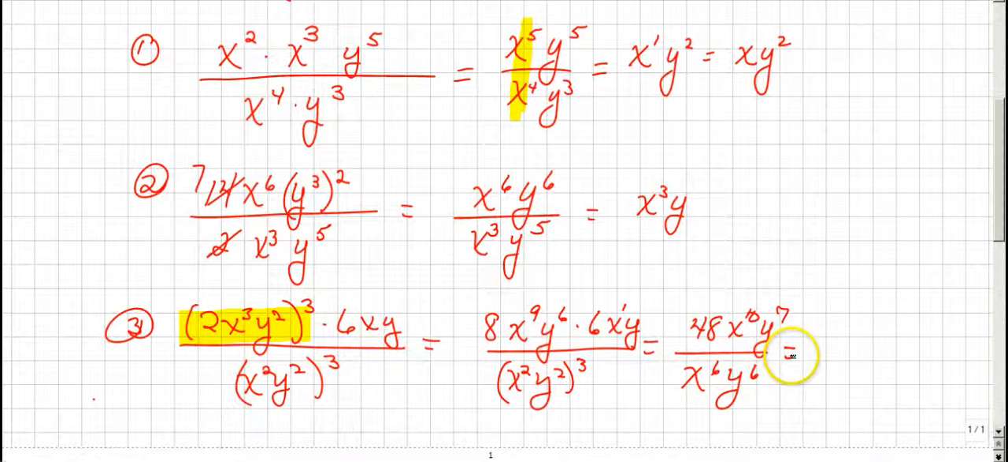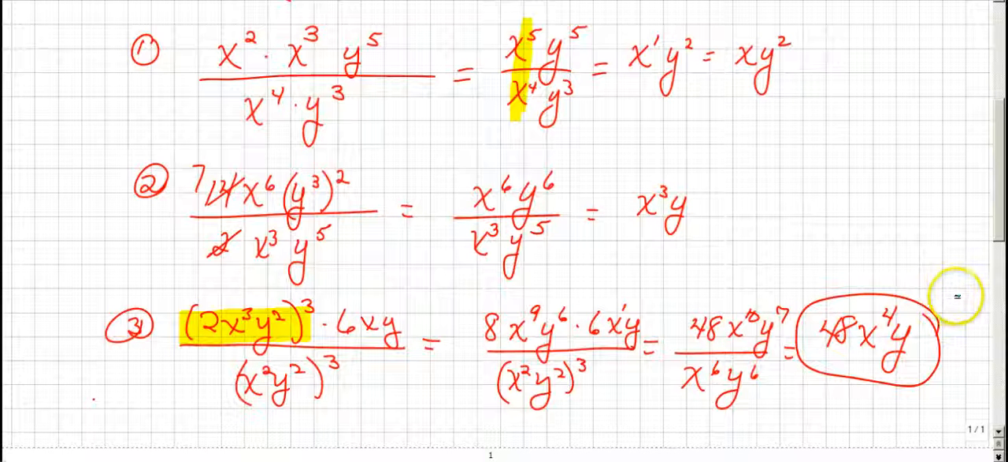Alright, the 48 stands alone. He doesn't get canceled with anybody, so he's going to end up in the final answer. X to the 10th over x to the 6th, we use our subtraction power properties, and it ends up being x to the 4th, and y to the 7th over y to the 6th. Subtract the powers and get y to the 1st, or just y. Final answer, 48 x to the 4th y.